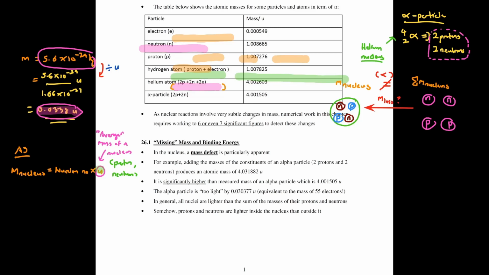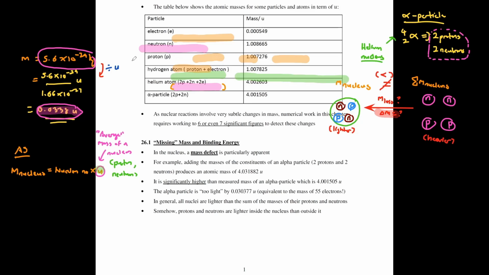So you suddenly have mass loss here. There's a difference in mass. This nucleus is actually lighter, while the total nucleons are actually heavier. There's suddenly a mass loss here. All right, now why is there a mass loss in the first place? Why is there a difference in the mass in the first place?